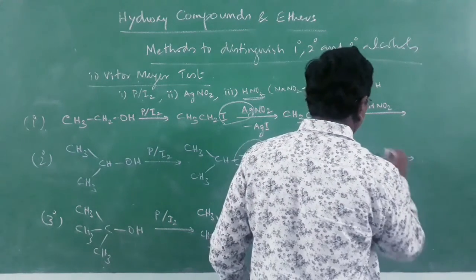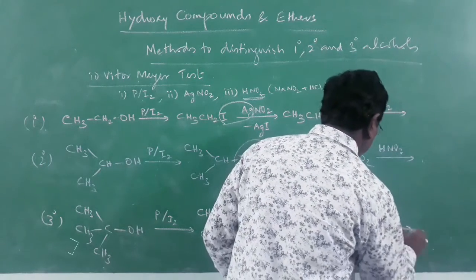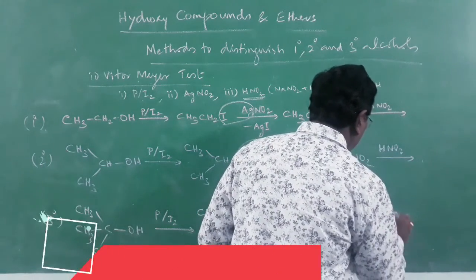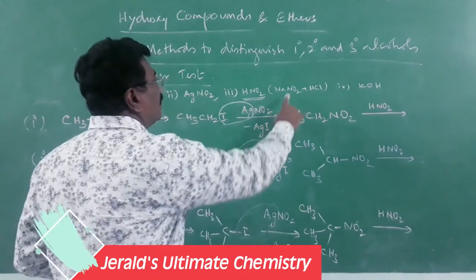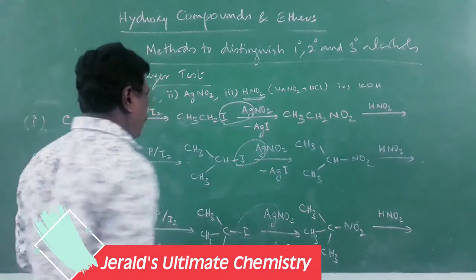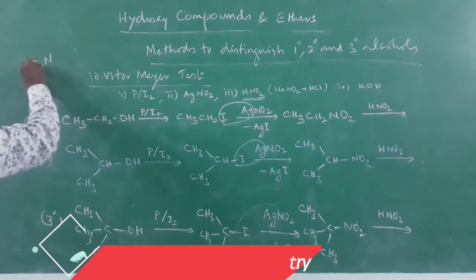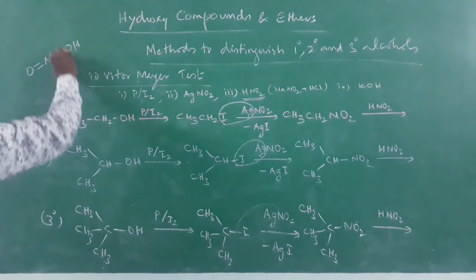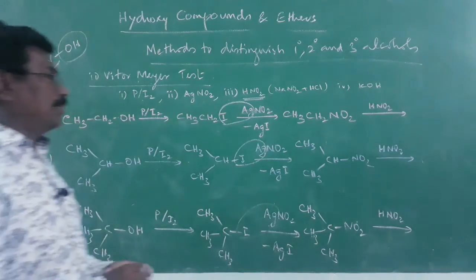Now these are again made to react with HNO2, nitrous acid. I said nitrous acid is unstable. So we use a mixture of sodium nitrite and acid, they react to form HNO2 and sodium salt. The structure of nitrous acid is like this: N double bond O, and OH. I can say it has a hydroxyl group and a nitroso group.